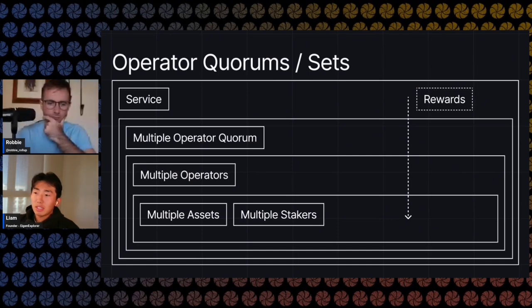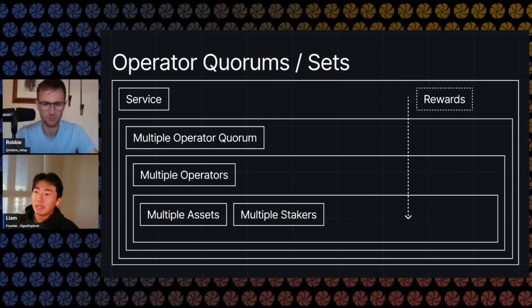And the system's complexity becomes evident when we consider that each quorum has unique characteristics, right? As we show over here to the left, one service might have multiple operator quorums, and within those operator quorums we have multiple operators. And within that operator group, we have multiple assets and multiple stakers. And for the individual quorum, we also have SLAs. So it's a very nested architecture, right?